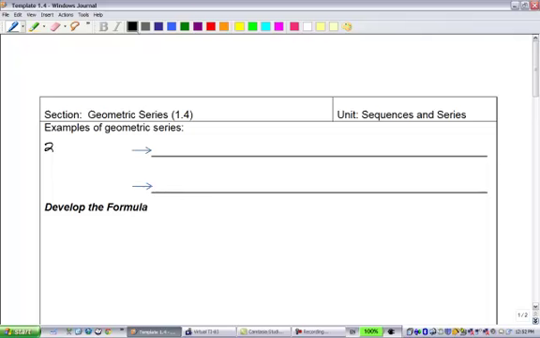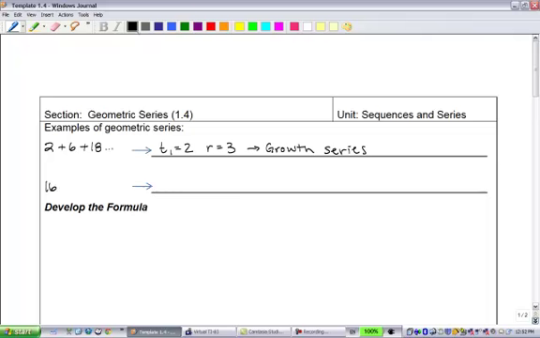So let's start with one. Let's say we start with 2 and we're multiplying by 3 to give us 6, 18, etc. We see that the first term here is 2 and the common ratio is 3. This is a growth series because terms are getting bigger and bigger. What else? Let's try a different one.